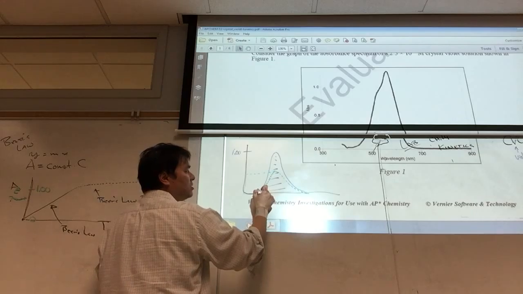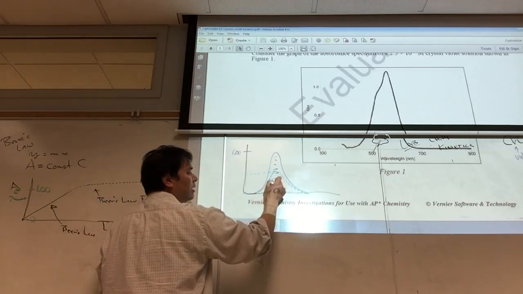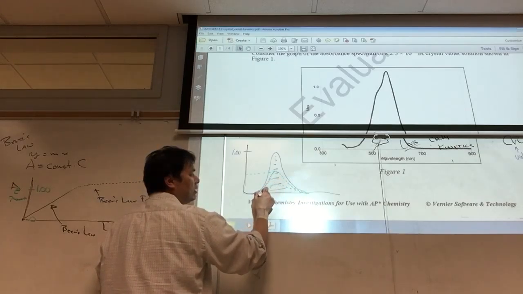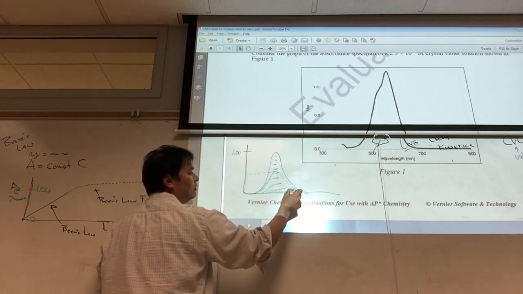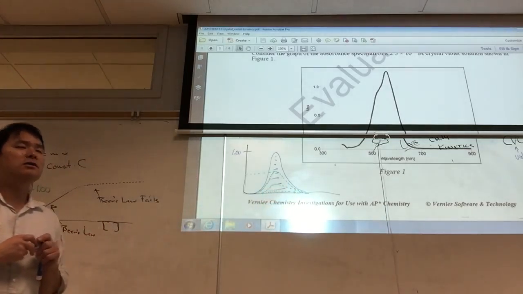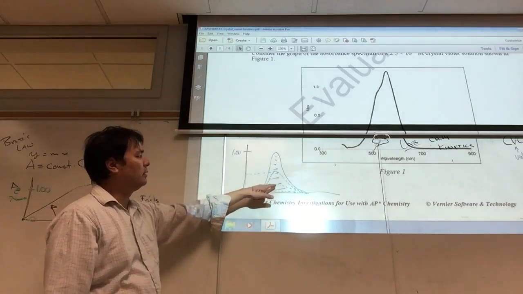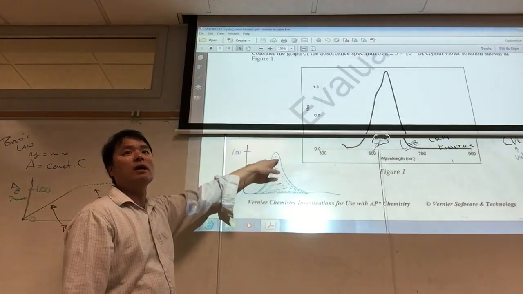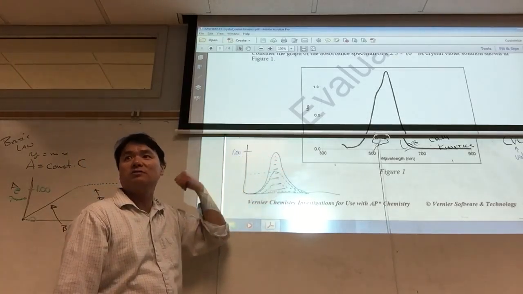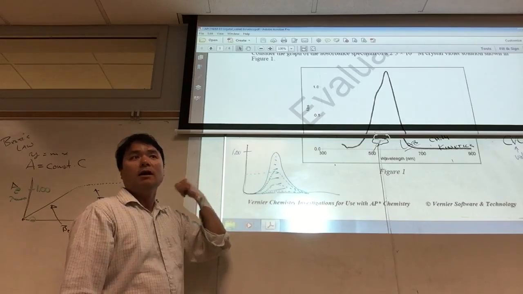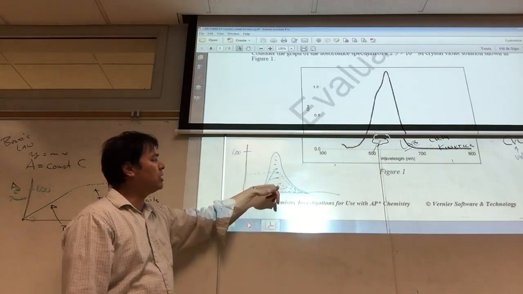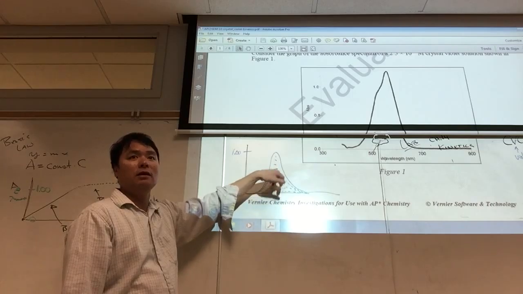If we cut the concentration by a quarter, then we'll get 1/4 of the absorbance. If we cut the concentration to a tenth, we'll get 1/10 the absorbance. And so what we're going to see is that the peak height, that is the absorbance, is going to be directly proportional to the concentration. That's Beer's law. And therefore, we can figure out what the concentration is by correlating it with the peak height.